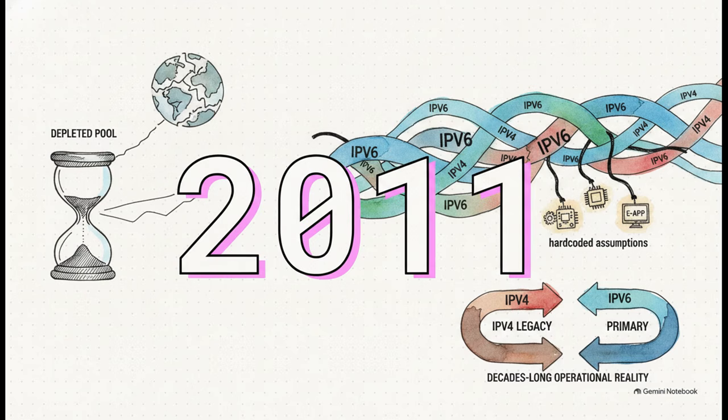But because we all have legacy OT and ICS systems, embedded devices, and older enterprise apps with hard-coded IPv4 assumptions, we can't just flip a switch and re-platform everything overnight. And what that practically means for you is that a decades-long protocol coexistence is your operational reality right now.